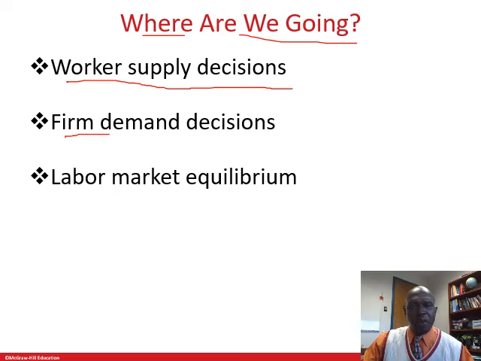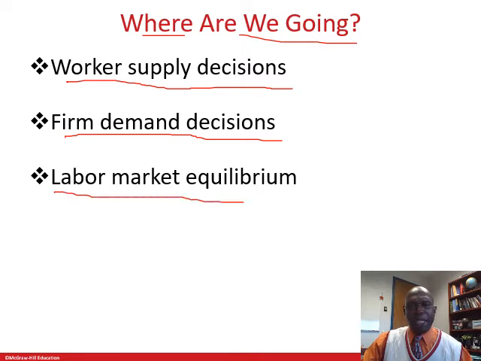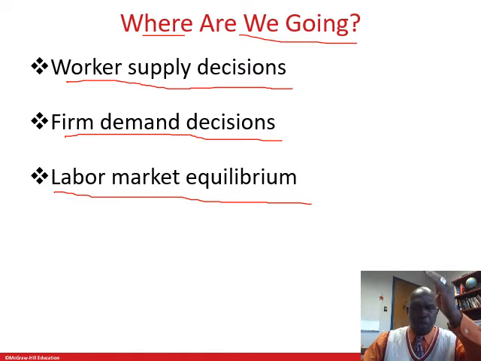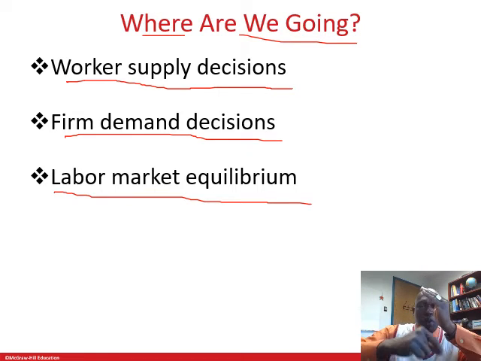Also, firm demand decisions. A firm bases the decision to hire workers on the wage rate. At a higher wage rate, firms will hire fewer workers. At a lower wage rate, firms will hire more workers. So also, labor market equilibrium. The labor market will be in equilibrium whenever labor supply and labor demand cross. Then we can find the equilibrium wage and the equilibrium level of employment.